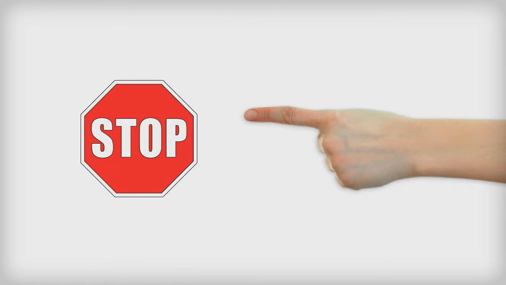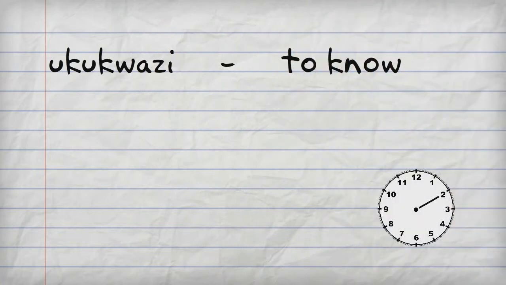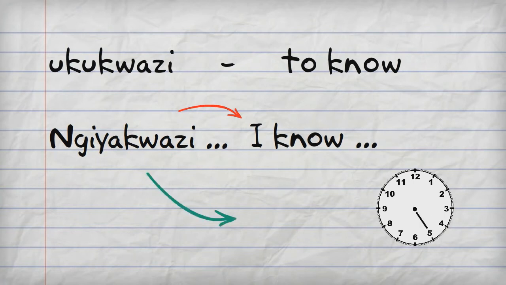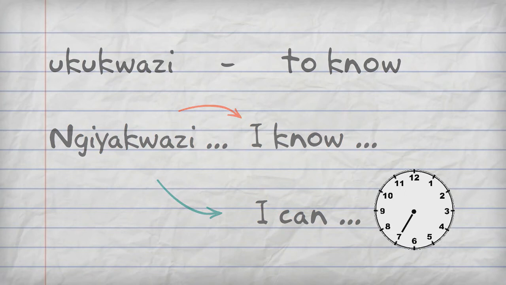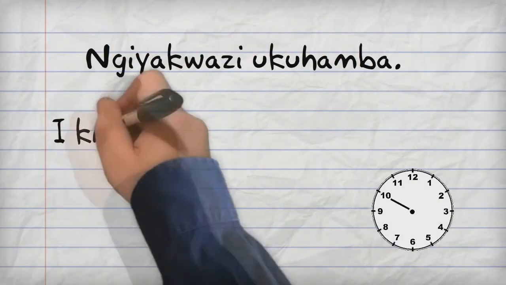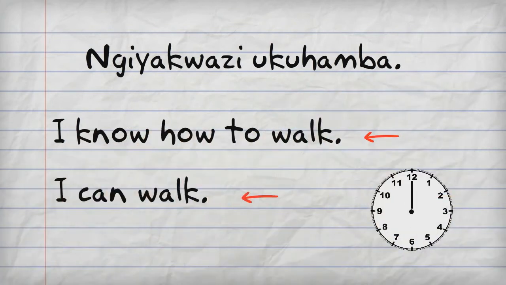Okay, stop for a second. Let me explain. The verb ukukwazi means to know. So when we say ngiyakwazi, we're actually saying I know how to do something. But we can also use this to say I can do something. So ngiyakwazi ukuhamba means I know how to walk or I can walk.